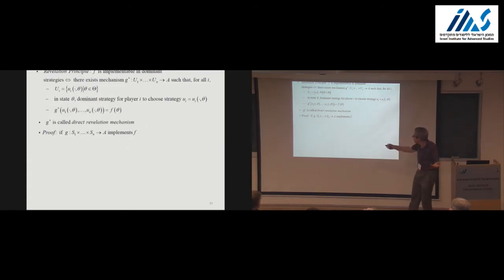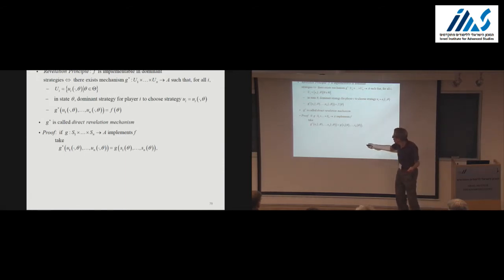If we had some other mechanism, G, which implemented F, we could simply define G star of an n-tuple of utility functions as being the outcome that would arise if players use the dominant strategies for those utility functions in the implementing game G. And so by construction, we now have a direct revelation mechanism constructed from G.